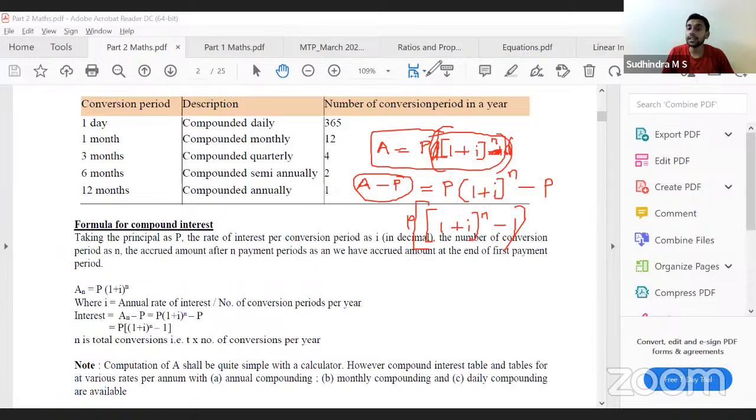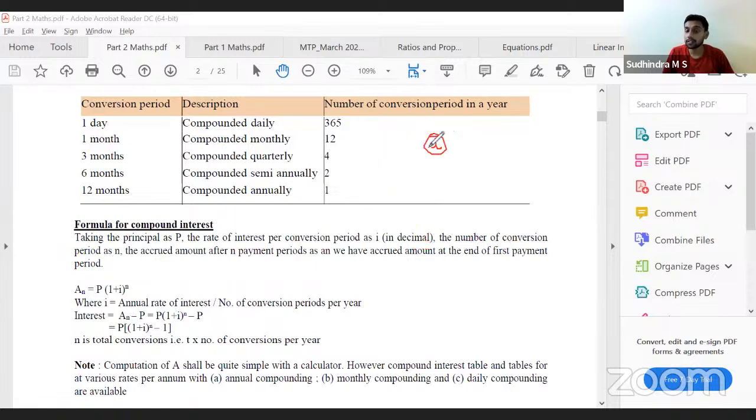However, what is i here? i is not the rate of interest. i is the annualized rate of interest divided by the number of conversion periods per annum. That means if the rate of interest is 10% and there are 2 conversion periods, then i is 5%. Because for every 6 months, they are giving me 5% interest.